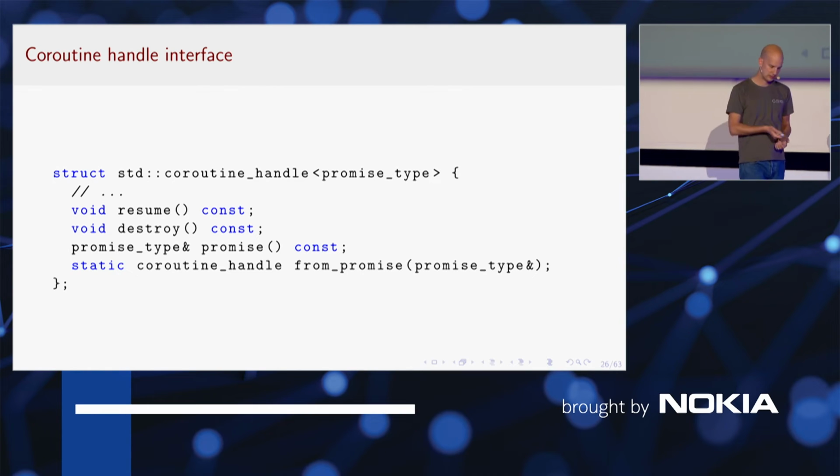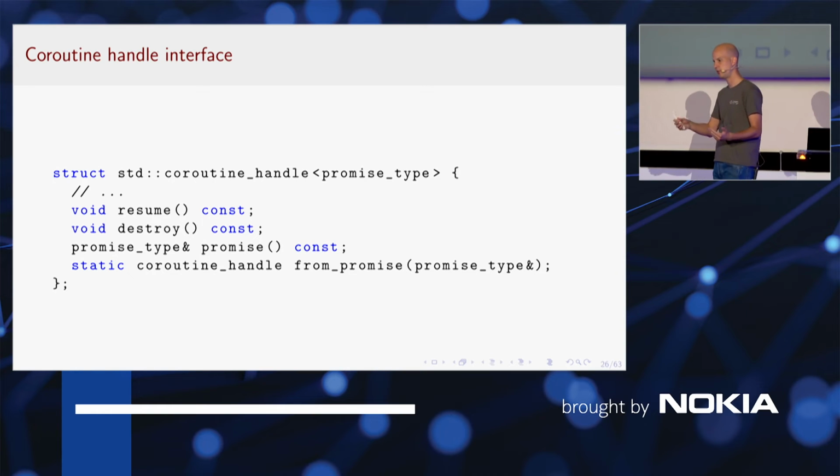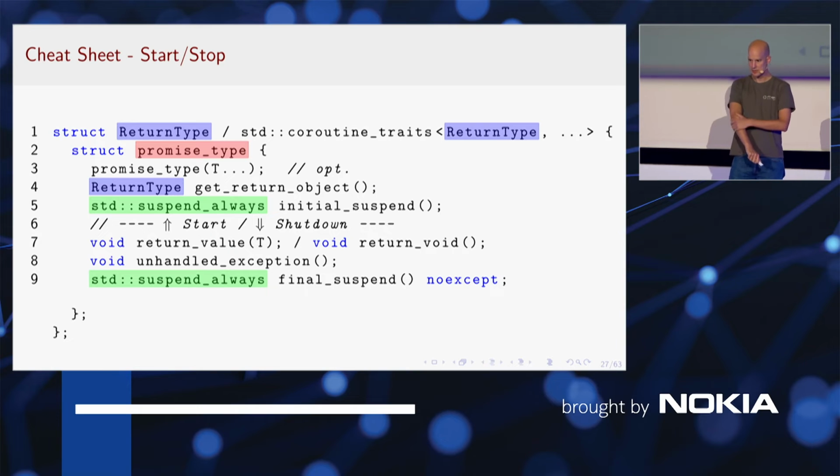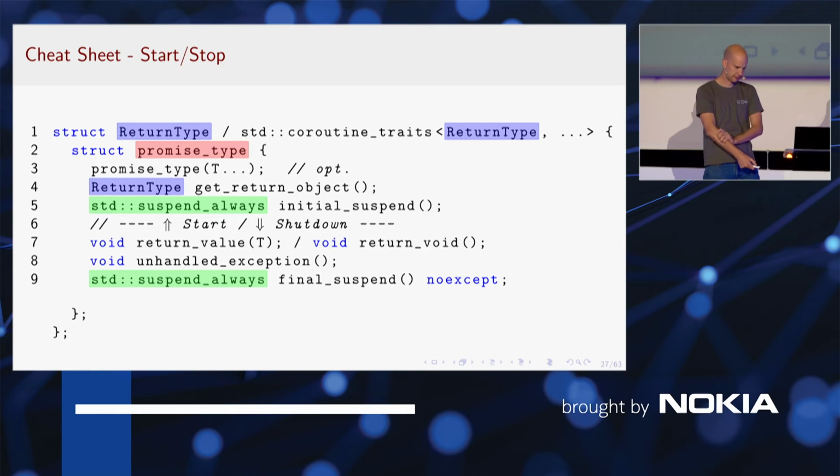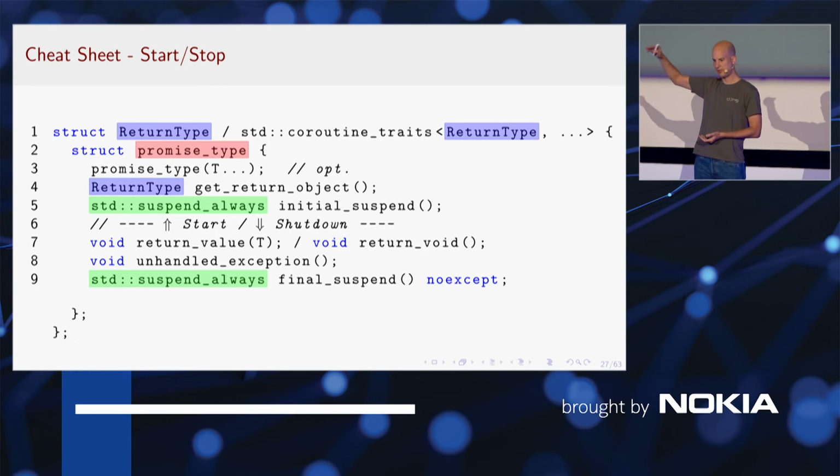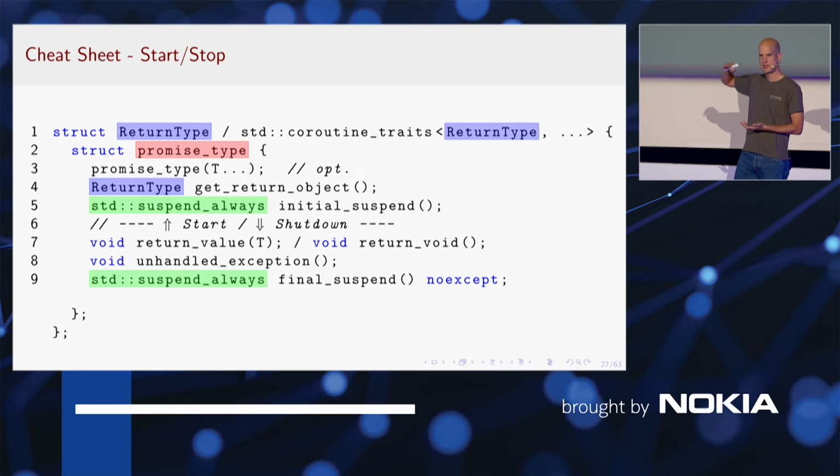If the coroutine handle is specialized on the promise type, then you also get these two functions which allow you to convert between promise and coroutine handle. So that was a lot. So let's try to write a little cheat sheet to keep track of all of these things. The way that you read this is, if you read it from top to bottom, then basically each line is one step that happens as a coroutine is executed.